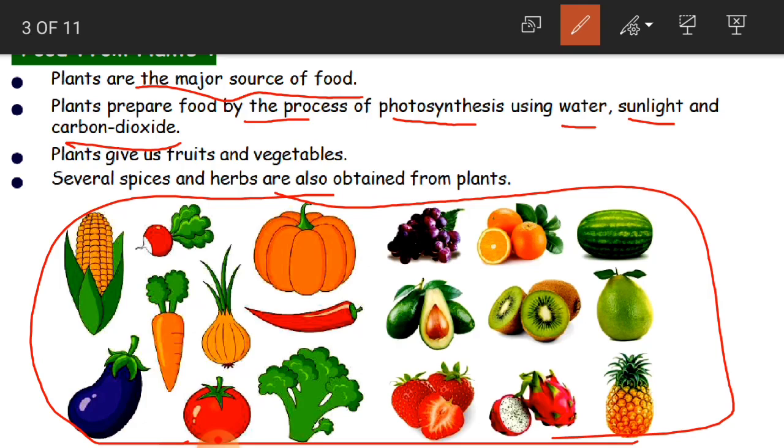Okay, children. And plants give us fruits and vegetables. What do plants give us? Plants give us fruits and vegetables. They also give us pulses, cereals, millets and all that. Several spices and herbs are also obtained from plants. So not only fruits and vegetables like you have in the picture, they also give us several spices and herbs, cinnamon and so on. And what are herbs, children? Like mint, coriander, curry leaves and all that are herbs. They are all obtained from plants.